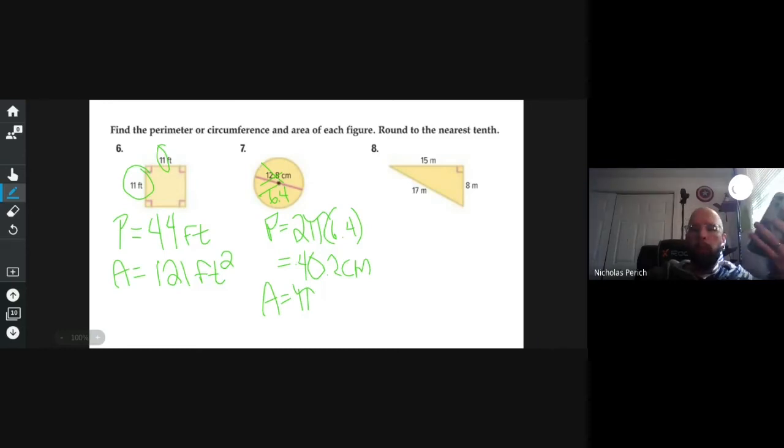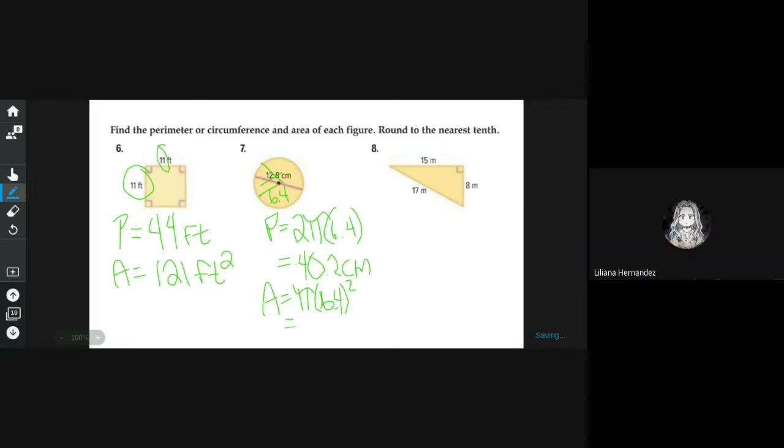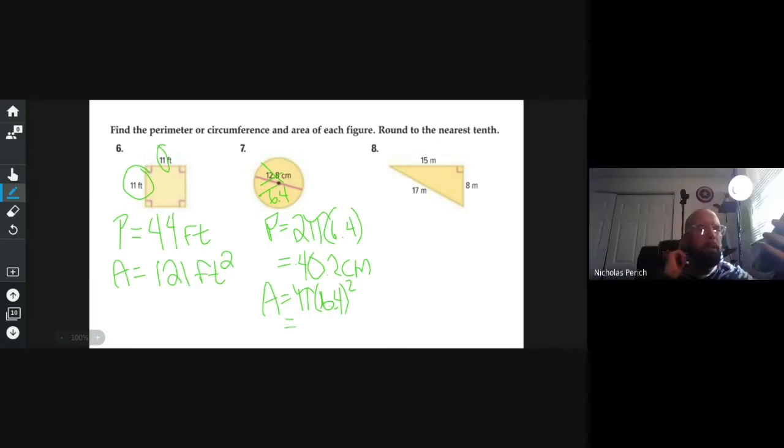So we already know that r is 6.4. So pi times 6.4 squared. Anybody have that? 11.3. Lily, say that again. Oh, 11.3.